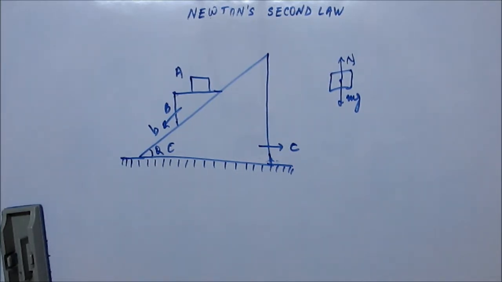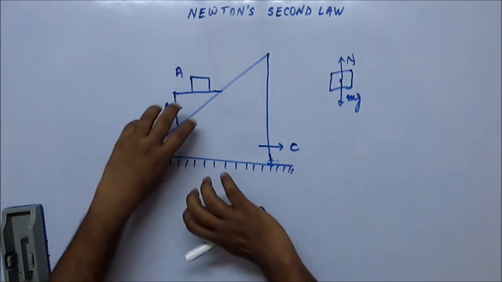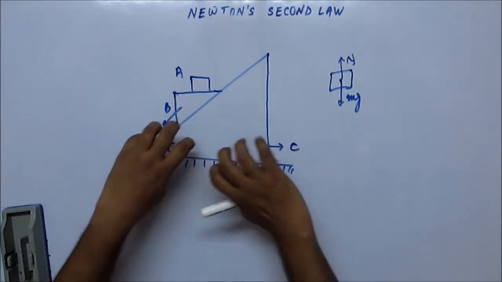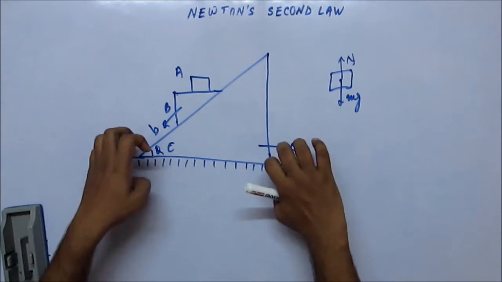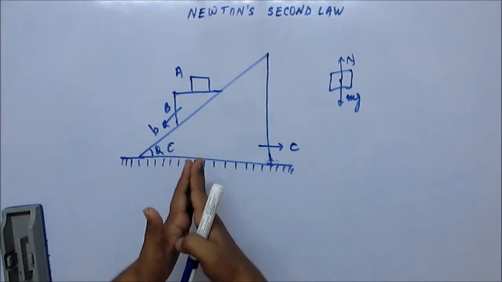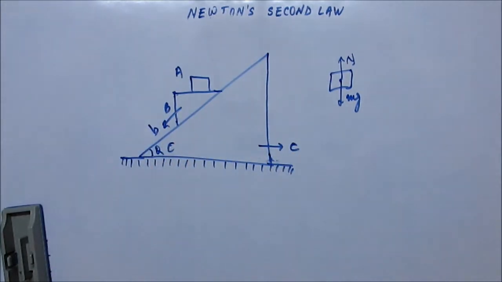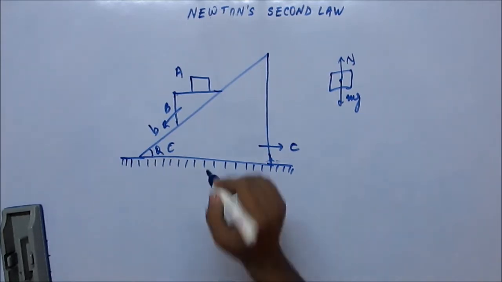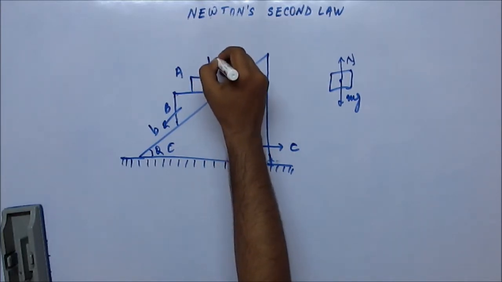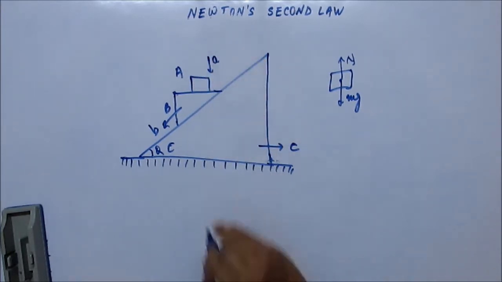So what would happen is B would slide down, and C would go towards right, and A would just be coming vertically downward. So A will have no acceleration in the horizontal direction. A would come vertically downward. Let that acceleration be A.